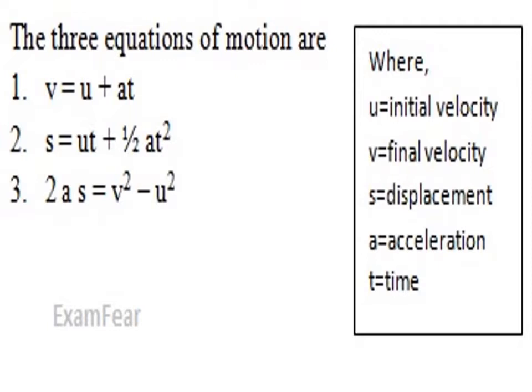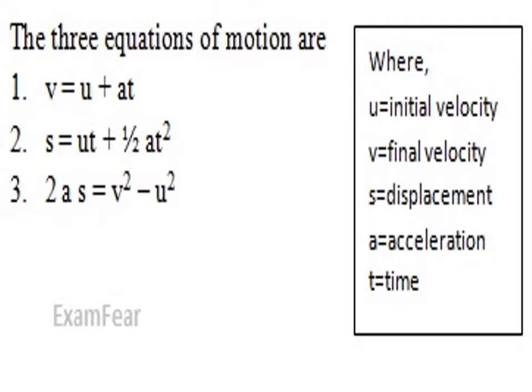So an object in motion with initial velocity, that is u. See the box, u is the initial velocity of an object. V is the final velocity. S is denoted for displacement and a is denoted for acceleration, and t is denoted for time. These three equations can be written for motion.